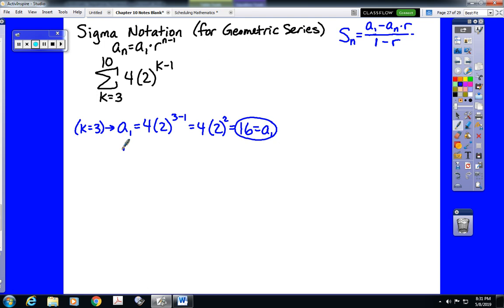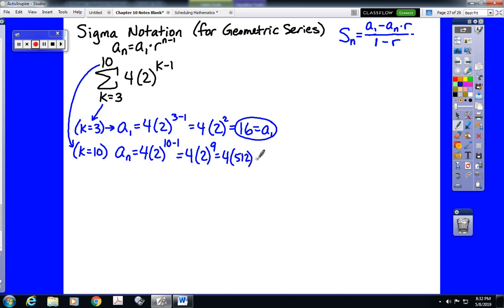Our last term, a sub n, would be when k is equal to our top number. Okay, so our bottom number gives us the first term, and our top number gives us the last term. So 4 times 2 to the 10 minus 1 power. That is 4 times 2 to the 9th, which would be 4 times 512, which would be, what, 2048? That's going to be our last term.